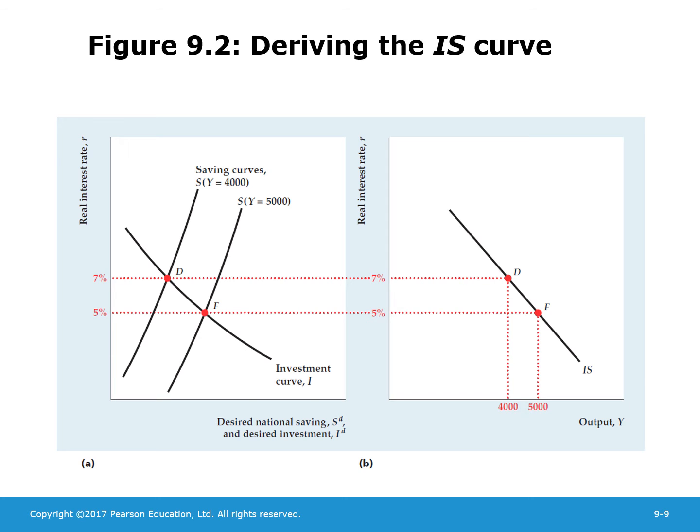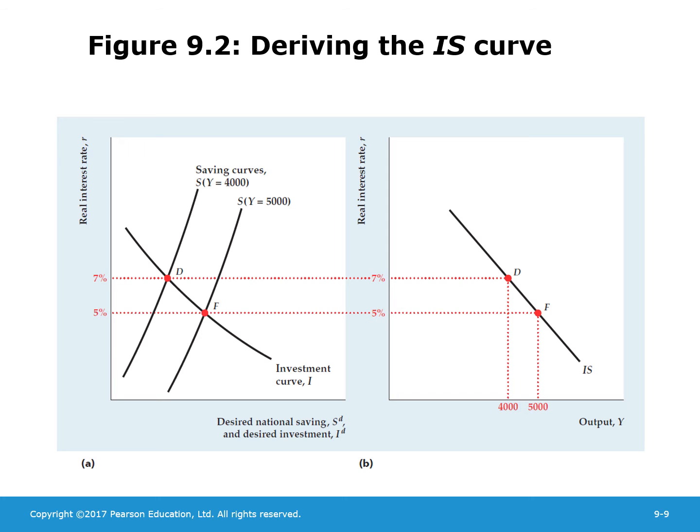Before the shift of the saving curve to the right after y has increased from 4,000 to 5,000, initially the equilibrium was at point D. This was the point of the goods market equilibrium at which saving equals investment. This point D is associated with R equals 7%. What's 7% called? This is the real interest rate that clears the goods market. Again, the word clears means that this is the interest rate at which the goods market is in equilibrium, because at this interest rate, saving is exactly equal to investment.